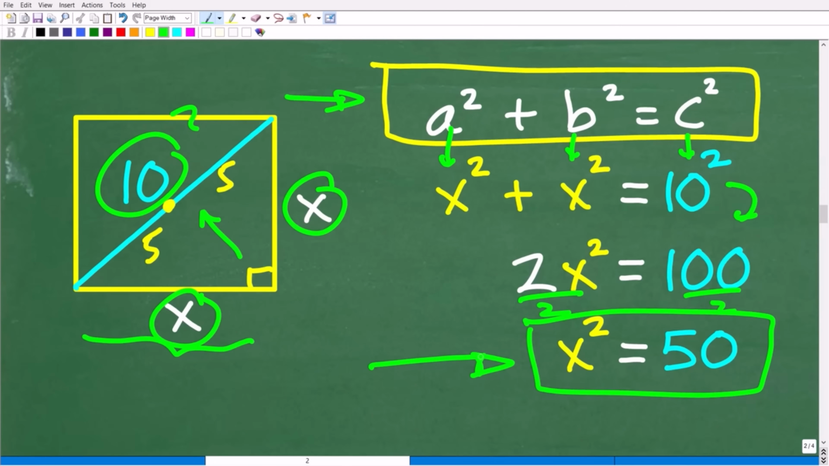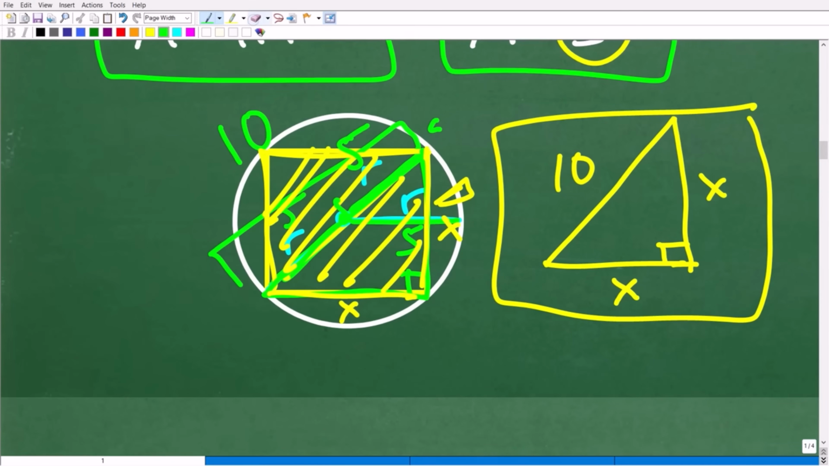And here I can stop because I'm like, oh, wait a minute. I'm looking for x squared, because x times x is the area. So x squared indeed is the area. So the area of this square is 50 units squared.